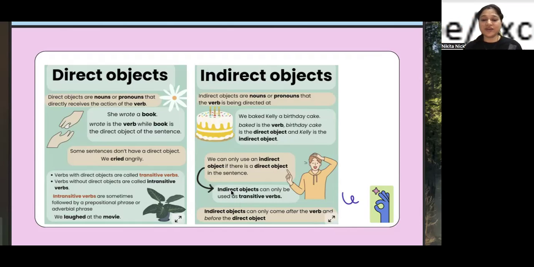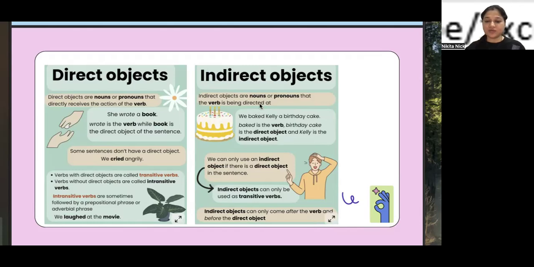All right, students. Indirect objects can only be used with transitive verbs. Indirect objects can only come after the verb and before the direct object. So this is the direct object, birthday cake, and before the birthday cake, you have Kelly. That means this is the indirect object. It's a trick that you can remember: indirect objects only come after the verb.